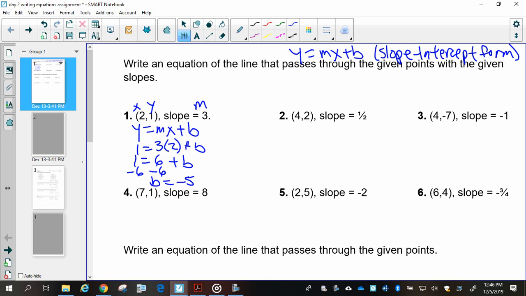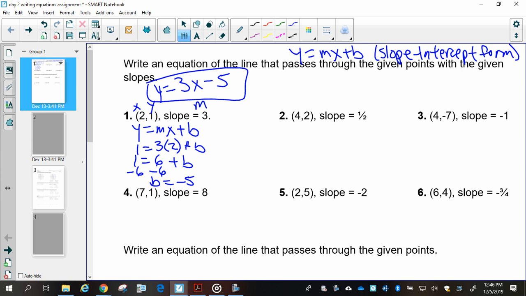We have our slope, we have our y-intercept, we can write our equation. But when we write our equation, we are not going to put those points back in. It's just going to become x and y. So y equals 3x minus 5.